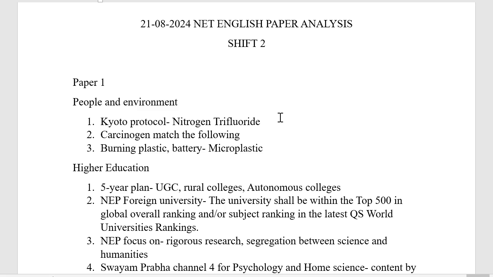From the People and Environment section, there was a question related to the Kyoto Protocol. The correct answer is nitrogen trifluoride. The question was, in the second amendment of the Kyoto Protocol that was held at Doha, which greenhouse gas was added? In the first one, there were 7 greenhouse gases. In the second one, it was nitrogen trifluoride that was added.